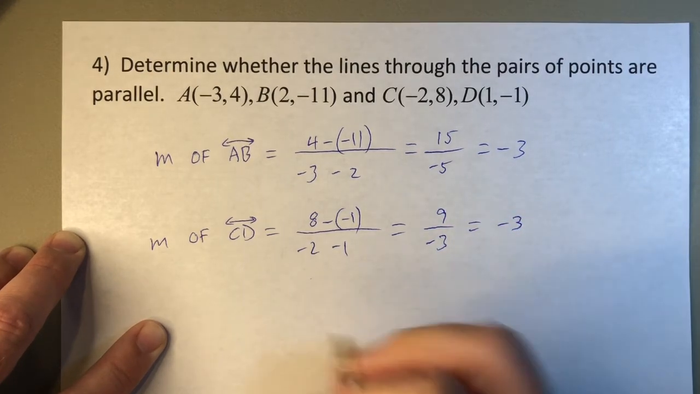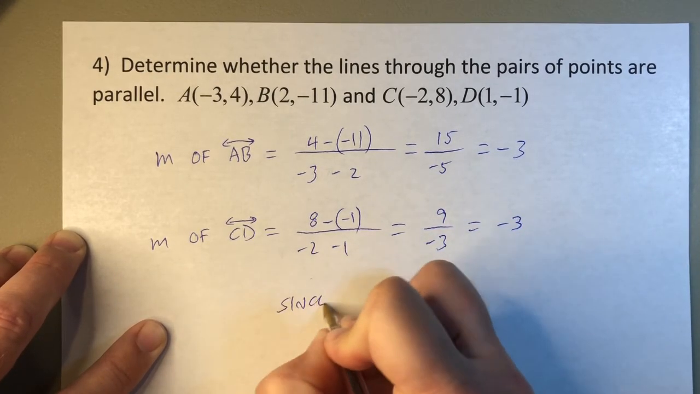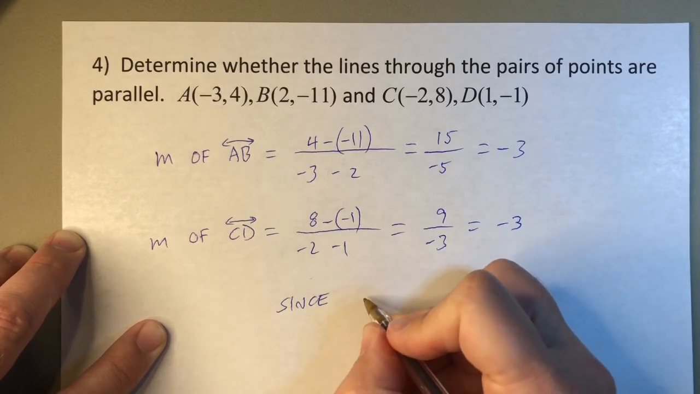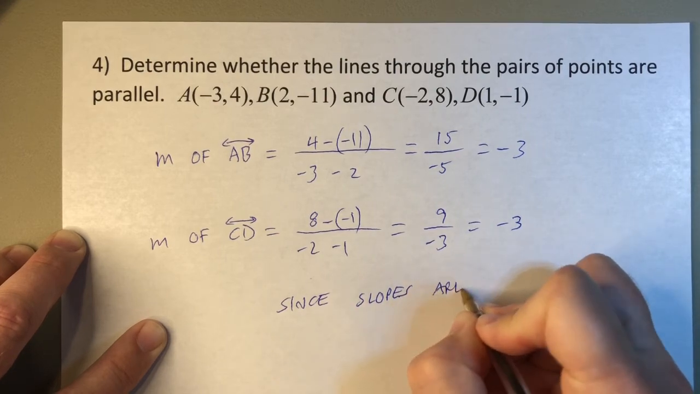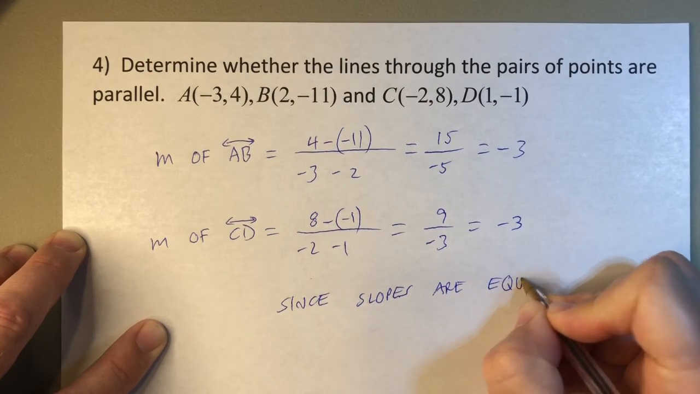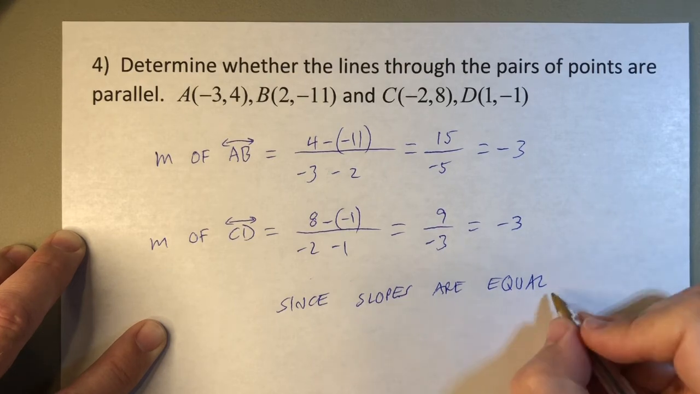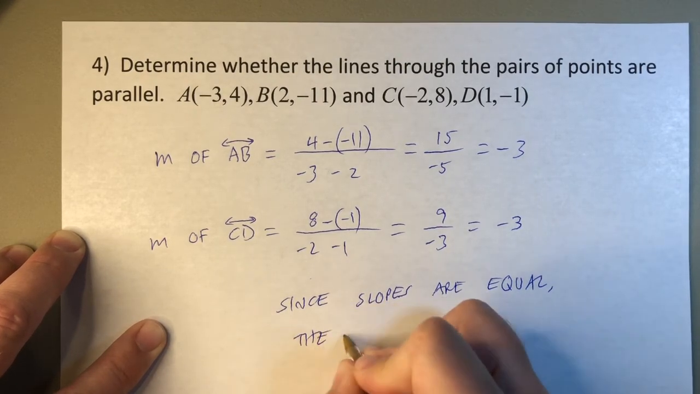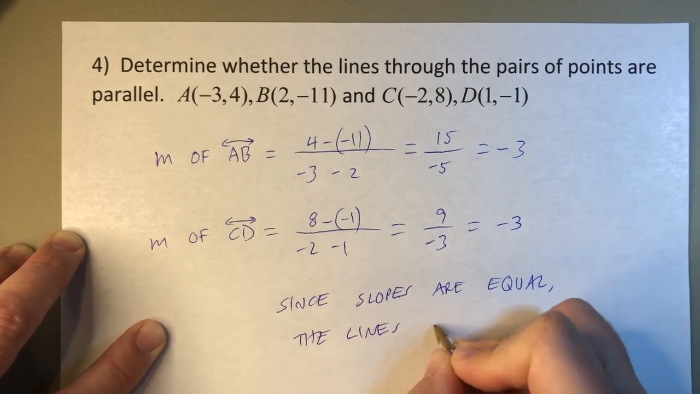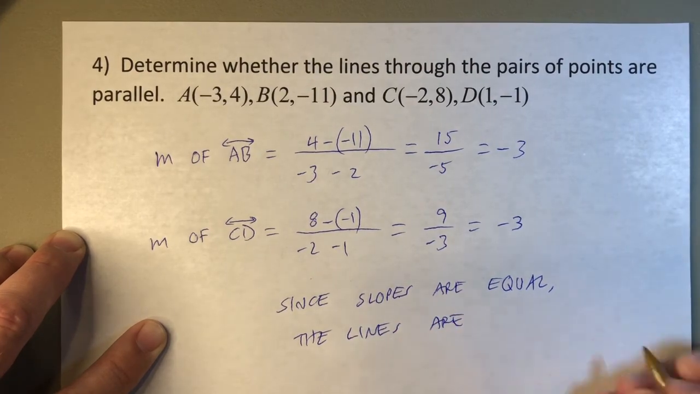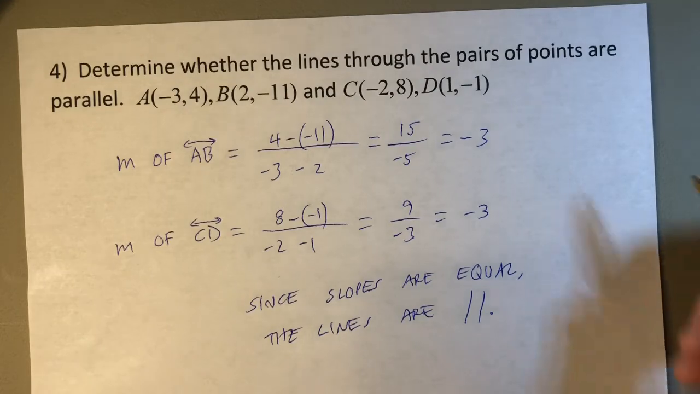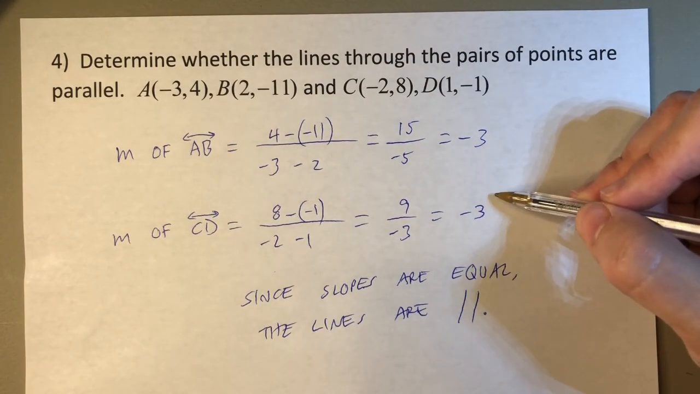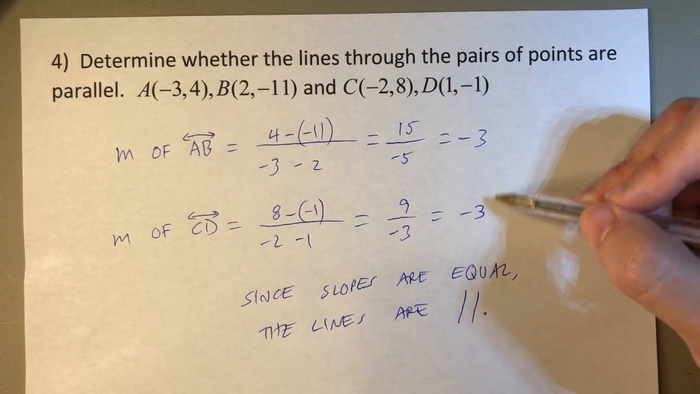Oh, so since the slopes are equal, then what do we have here? The lines are parallel. Okay, fantastic.